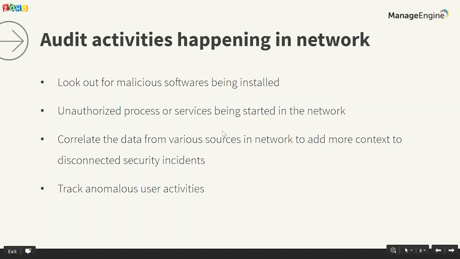This is step 2. Another major step does not only involve WannaCry, it involves detecting malicious activities in your network, ranging from malware to ransomware. So it is essential for you to audit all the activities happening in your network. You have to look out for any malicious software being installed on any of your machines in the network. And you have to make sure that you do not allow any unauthorized process or service to be started in the network. And if by any chance they get started, it is essential for you to be notified and take measures immediately.